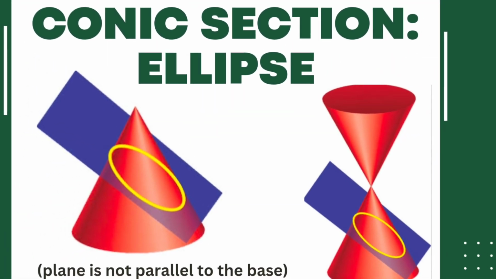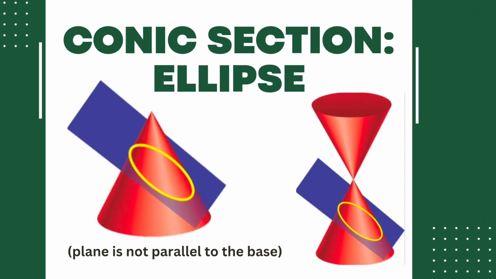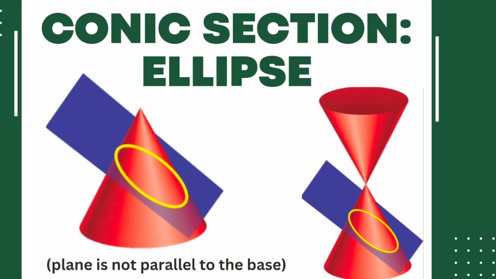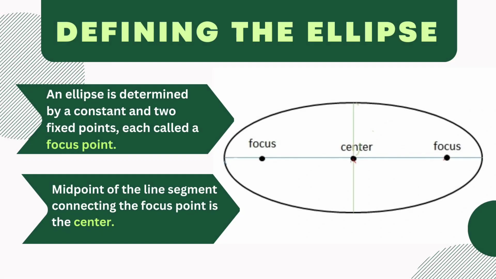An ellipse is a closed curve, the intersection of a right circular cone and a plane that is not parallel to the base, the axis, or an element of the cone. That's one way to define an ellipse. Another way is to say an ellipse is determined by a constant and two fixed points, also known as foci, each called a focus point.